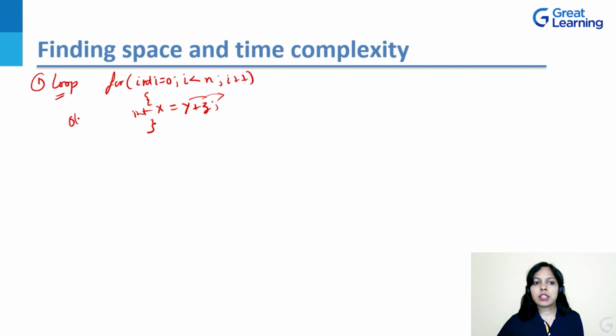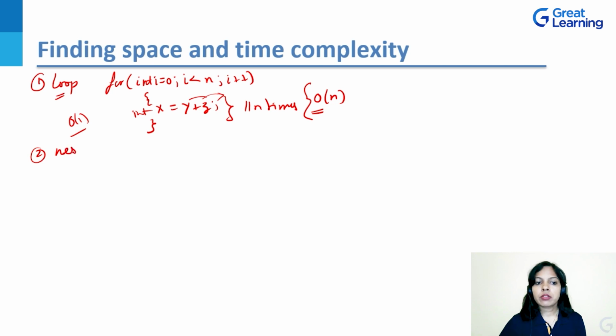So space complexity here will be O(1), but time complexity will be, for one element, this for loop will run only one time, so it takes 1 unit of time. For two elements, this for loop will run two times. Similarly, for n elements, this for loop is going to run n times. So this statement will be executed n times, and we can say that it takes O(n) units of time to run the code. Now, coming to another thing: nested loops.